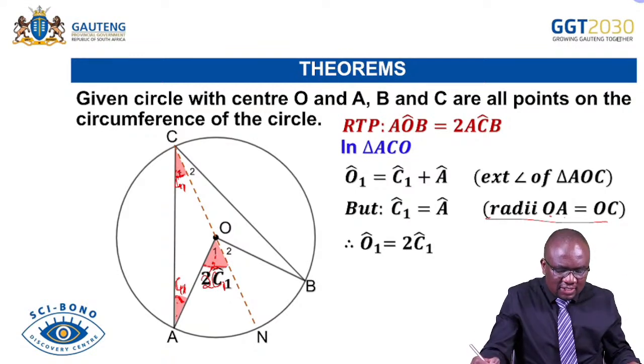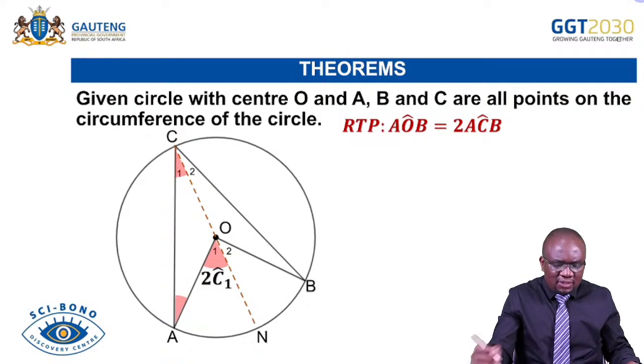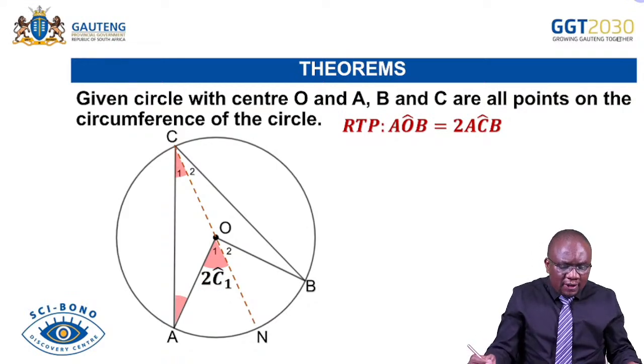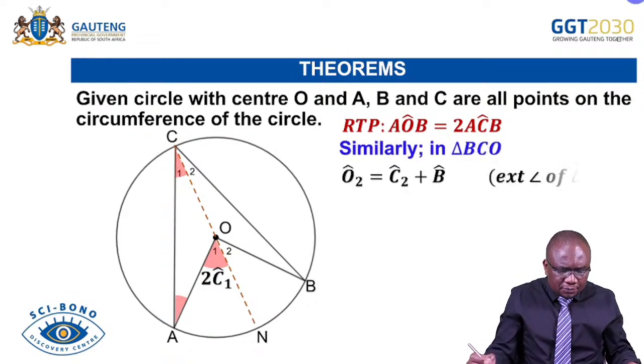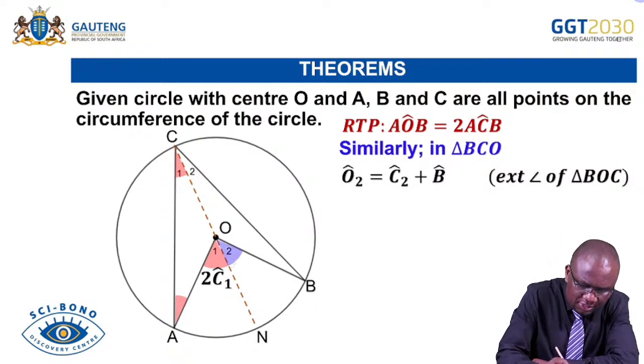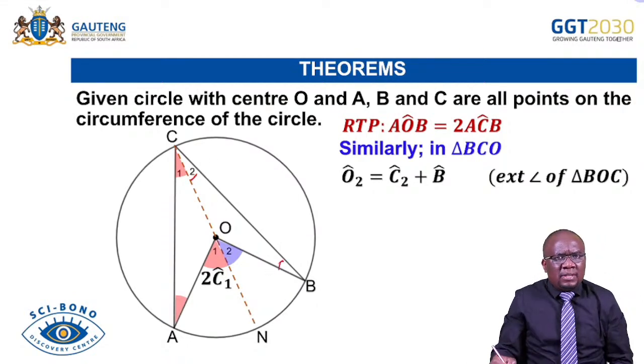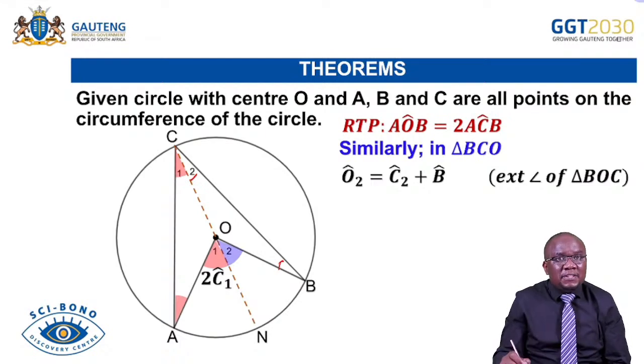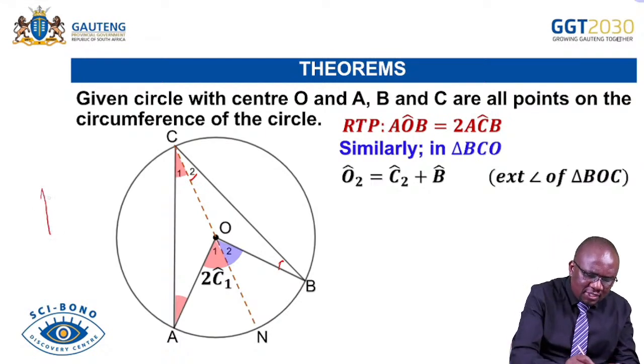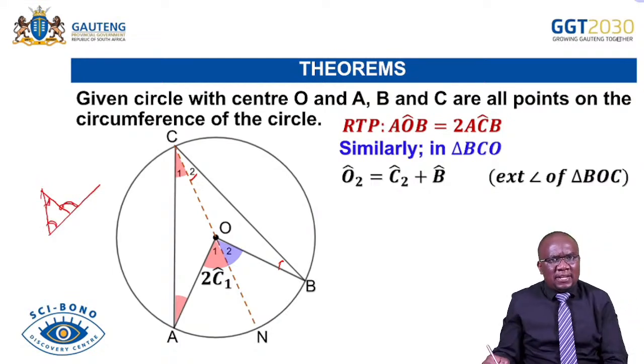Now, we go to the other side. And then we have what? This O2 is equal to what? C2 plus B, angle B. Okay? Because exterior angle of a triangle, remember this, grade 12s. This angle plus this angle will give you this angle here. Exterior angle of a triangle.